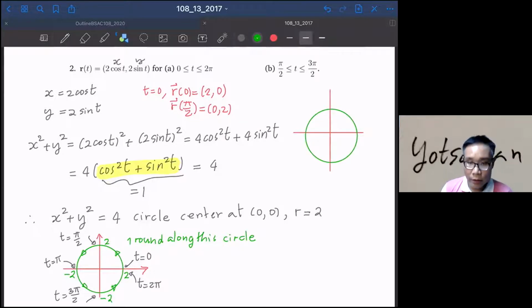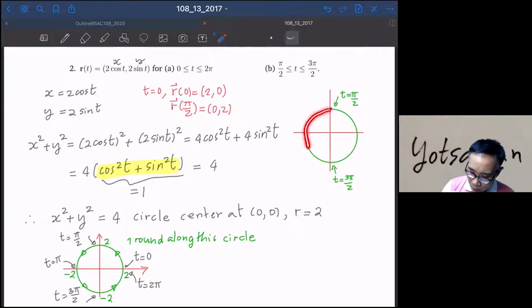However, the whole circle here is going to be 0 to 2 pi. But you would need only t equal to pi over 2 to t equal to 3 pi over 2. So you start at pi over 2 and you move along the graph of this circle until you reach 3 pi over 2. So what you're going to have is only the red curve running from t equal to pi over 2 to t equal to 3 pi over 2, and you would stop here.